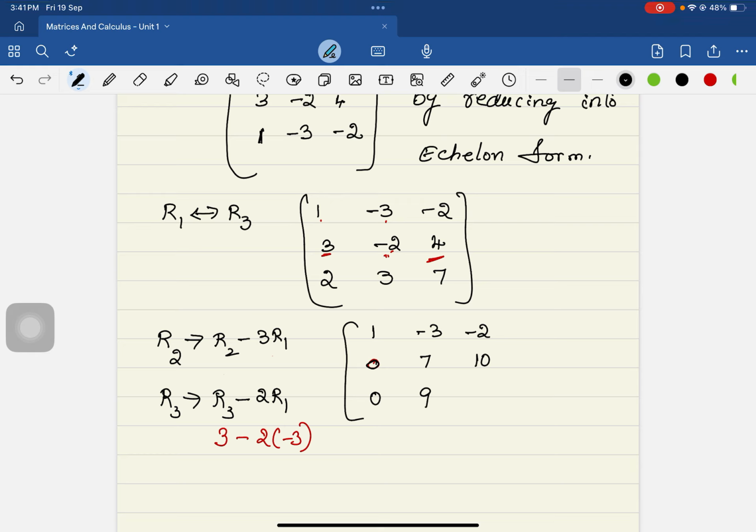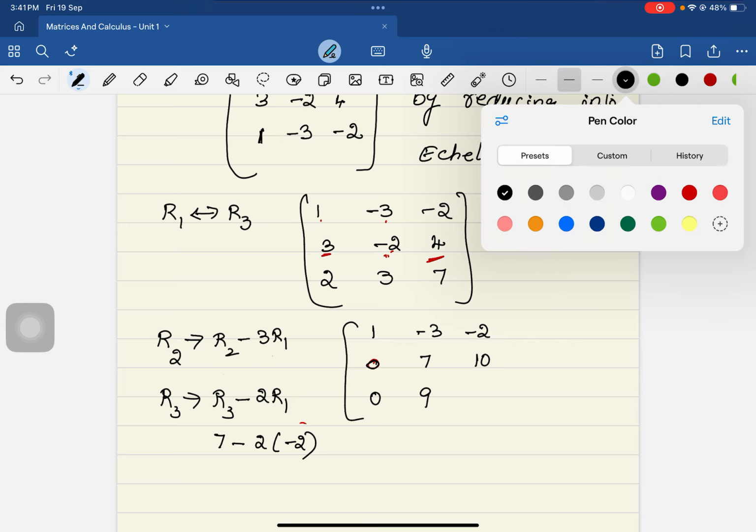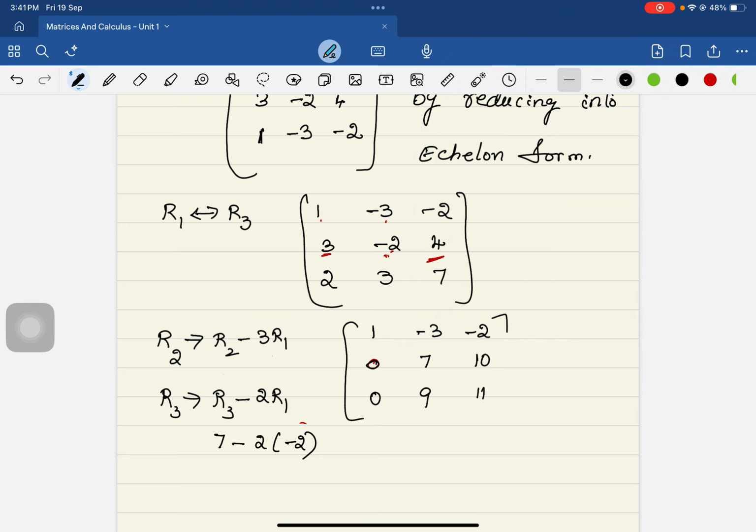So it is 9. And then you have the last element, which is 7. So it is 7 minus 2 times minus 2. So that gives you 7 plus 4, which is 11. So we write here 7 plus 4 is 11. Like this you have changed the given matrix so that your first column is 1, 0, 0. Our job is to make the last row zeros like that.